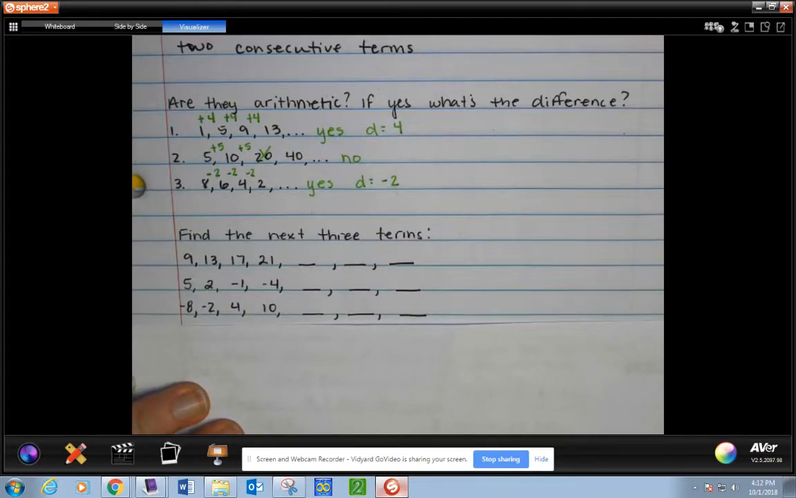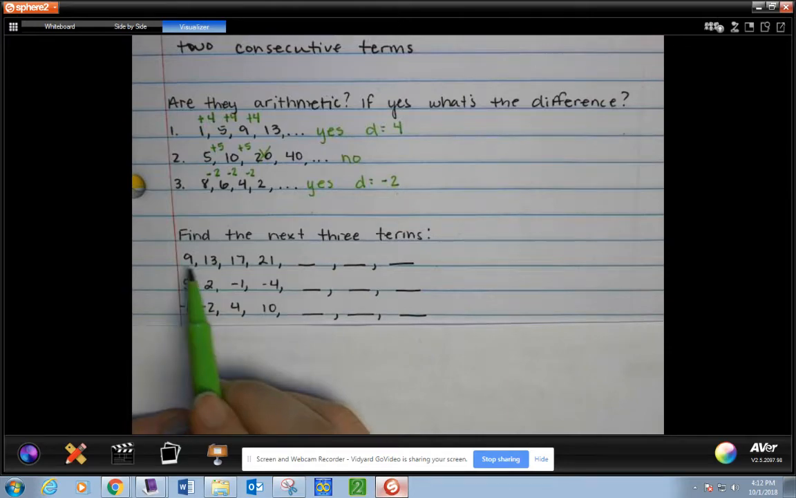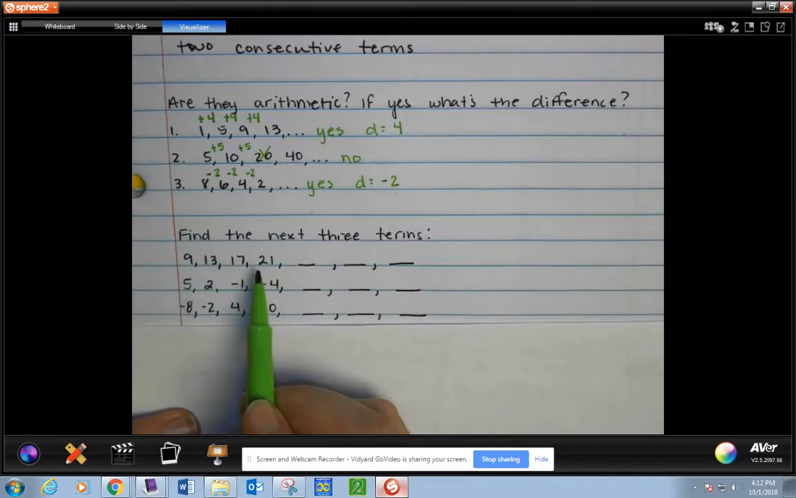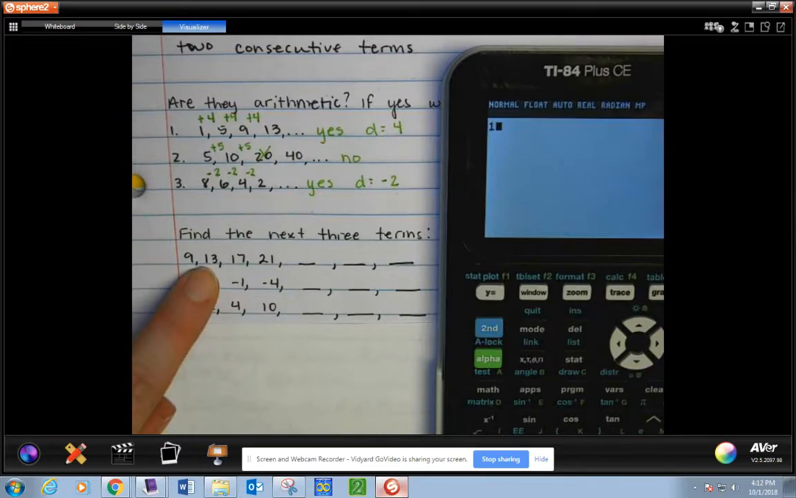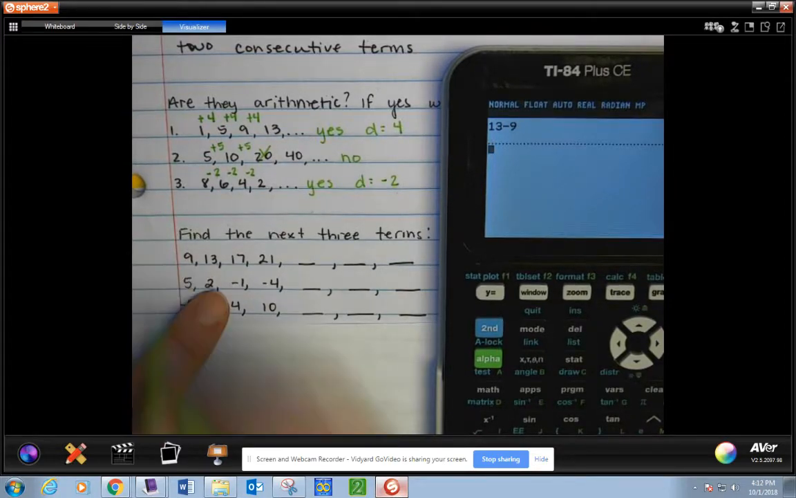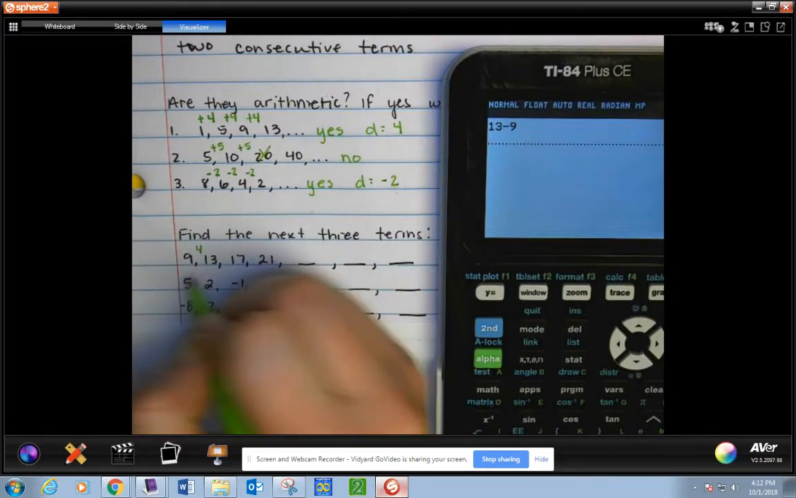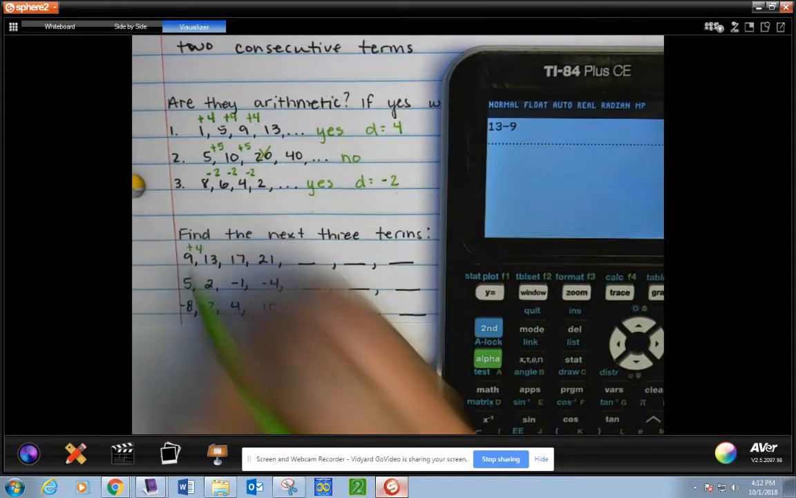In this section, they are all going to be arithmetic. So you just have to figure out what the difference is and then tell me the next 3 terms. If you look at 9, 13, 17, and 21, my numbers are getting bigger. If you don't know the math in your head, just grab your calculator. Since they're getting bigger, take the second number minus the first number. It's changing by 4, and since the numbers are getting bigger, that's a positive 4.